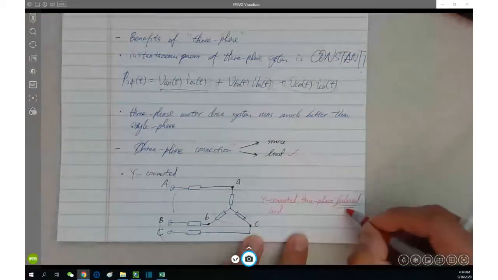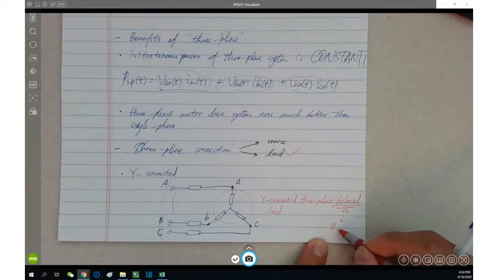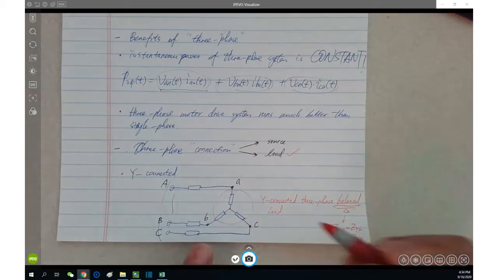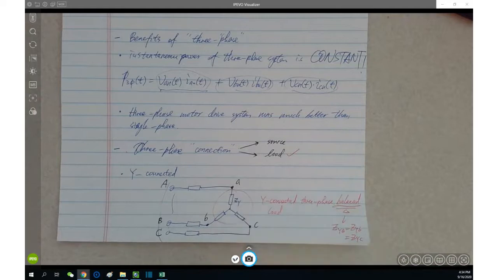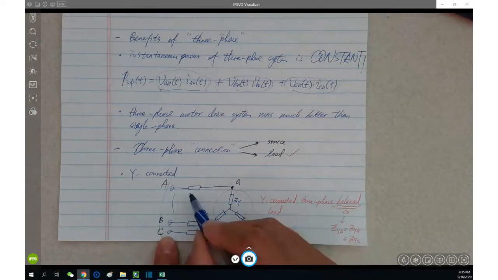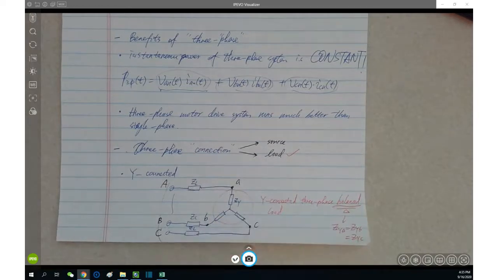Of course, what do you mean by balanced load? Very easy to understand. Balanced load means your Z_Y1, or say Z_YA, equals Z_YB equals Z_YC. And we simply label them as Z_Y, because all three phase loads are the same. This is called balanced load. They don't have any phase shift. Balanced load doesn't mean any phase shift; it must be exactly the same. And these are balanced line impedances, obviously.